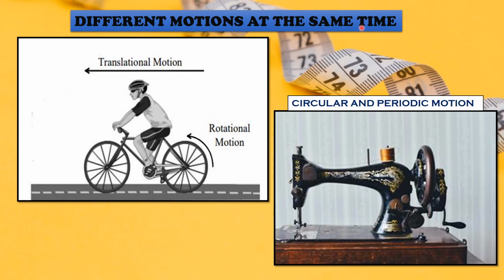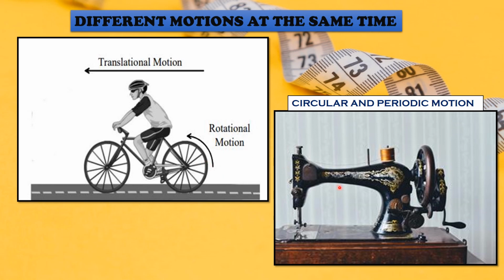Different motions at the same time. In our daily life, you have observed that objects show different types of motion simultaneously. For example, a moving bicycle which moves straight on the road displays rectilinear motion or translatory motion. But at the same time, the wheels of the bicycle, which are moving in circles, display rotational motion or circular motion. So, wheels of a moving bicycle display both rectilinear as well as circular motion.